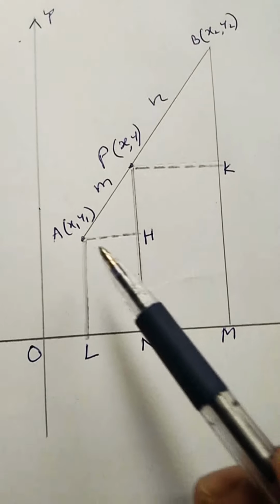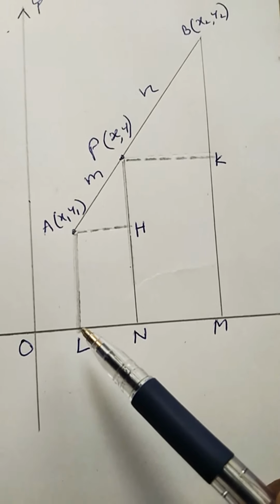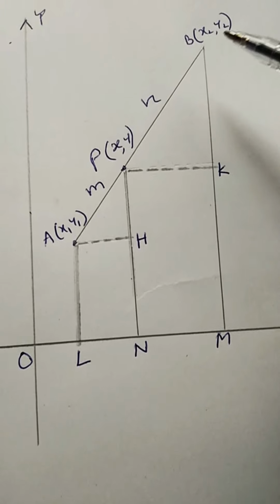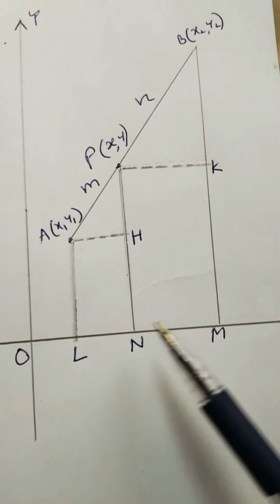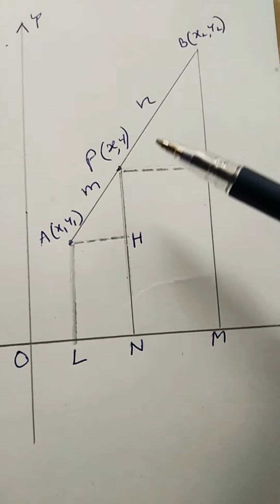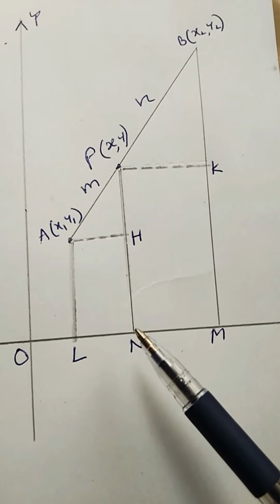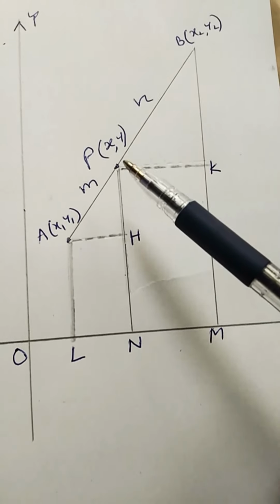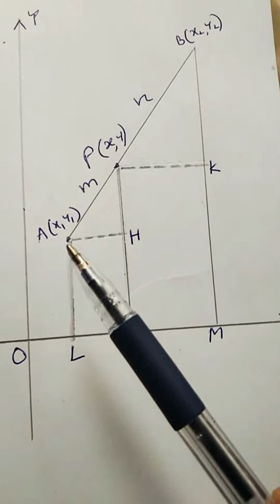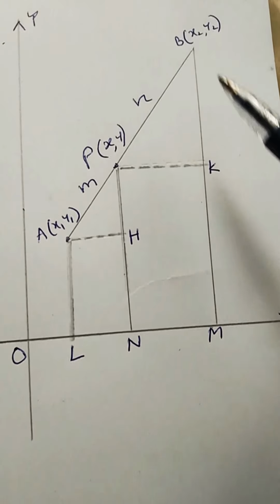Now in this diagram, the coordinate of A is x1, y1. Therefore, OL is x1 and AL is y1. Similarly, the coordinate of B is x2, y2. So, OM is x2 and BM is y2. Now, if we take the coordinate of P as x, y, then ON is x and PN is y. Now using these coordinates we can get the lengths of AH, PK, PH and BK.